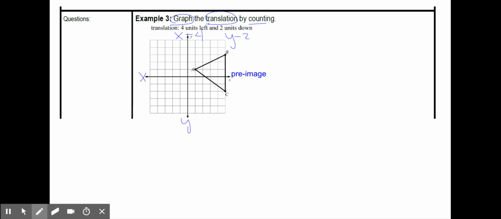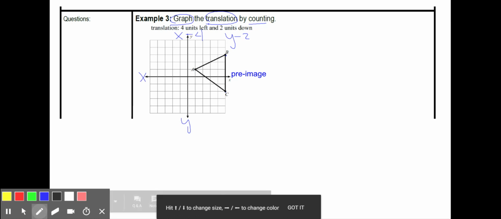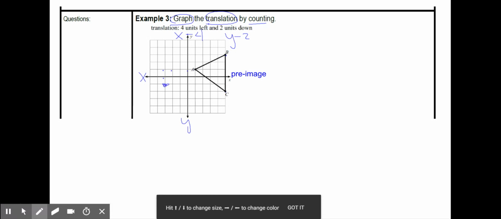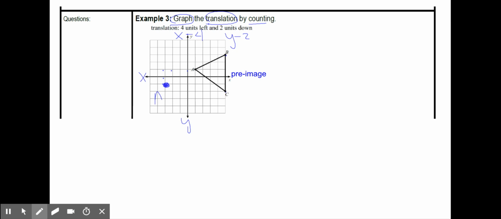So let's see, if I have A, B, and C, I'm just going to take every point and count 4 units left. 1, 2, 3, 4, and 2 units down, 1, 2, and that's where I'm going to make my vertex. And so instead of A, I'm going to say A moved once.